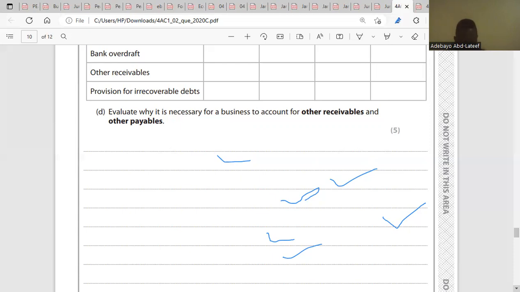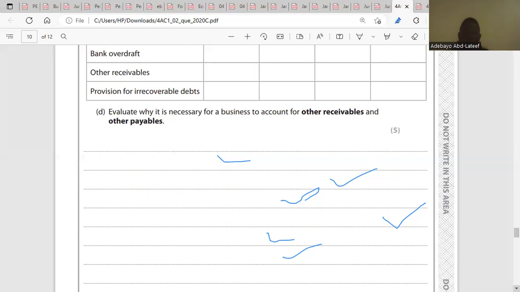Clear, right? So the question is saying, evaluate why it is necessary for a business to account for other receivables and other payables. What they are saying here is that we should state the importance of making accounts for other receivables and other payables. So why do we have to do that?